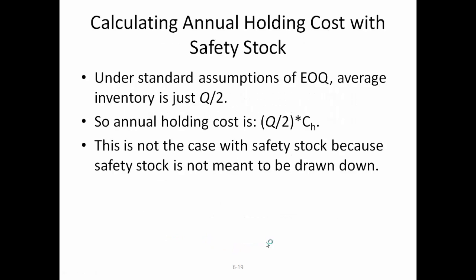Okay, so now we can calculate the annual holding cost with safety stocks. Under the standard assumption of the economic order quantity, the average inventory is Q divided by 2. So the average holding cost is our average inventory times the cost for holding. This is not the case with safety stock, because we don't draw down safety stock. Safety stock is there to use in case we have to use it.